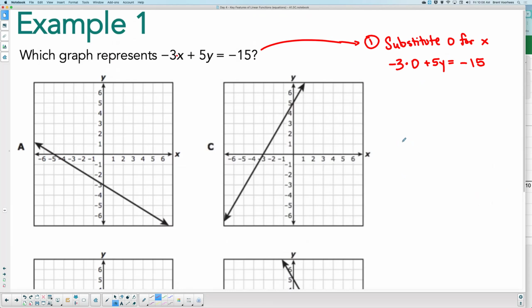Everybody good there? Now I told you there's a shortcut. Whenever you substitute a 0, what happens when you multiply by 0? What's negative 3 times 0? 0. And then in this equation, you'll always either be adding or subtracting 0. When I add the 0, what happens when you add by 0? Does it change the number? No. So this part will always cancel out. You don't even have to deal with it. So when I substitute 0 in for x, the x portion in the equation just cancels out. And so we're left with positive 5y equals negative 15.